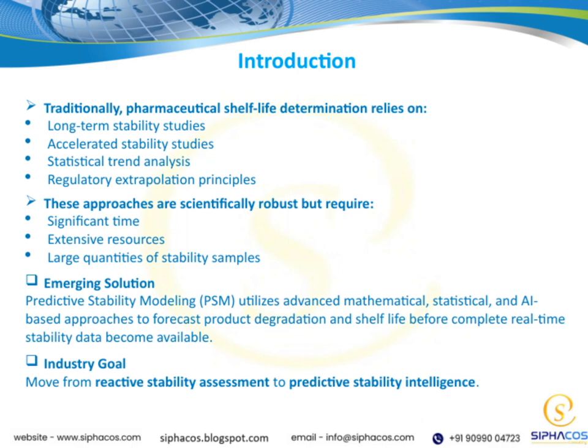Now, there's a new way emerging: predictive stability modeling. This approach uses advanced math, statistics, and AI to forecast product degradation early, before all the real-time data is in. The goal? To shift from reacting to stability issues to anticipating them with predictive intelligence.